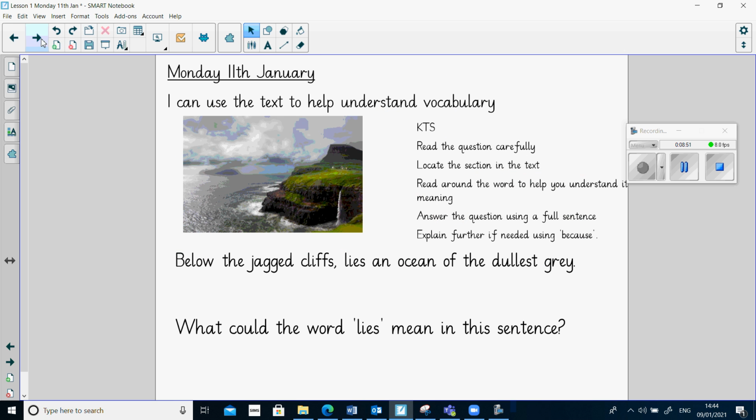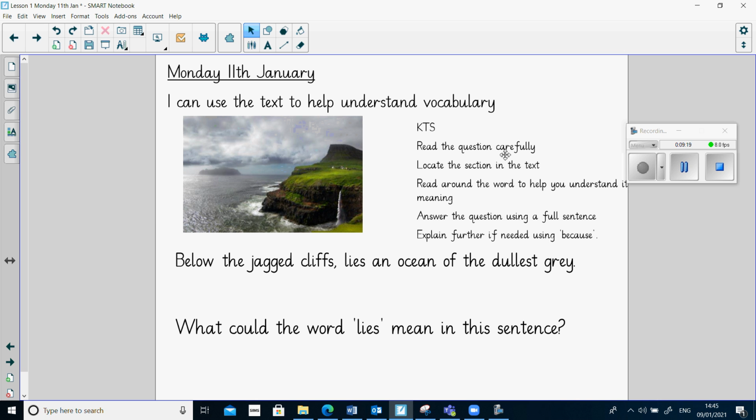Okay. So, our I can: I can use a text to help understand vocabulary. And our keys to success: read the question carefully, locate the section in the text. Read around the word to help you understand its meaning. Answer the question using a full sentence. Explain further if needed using because. So I'll show you what that means.